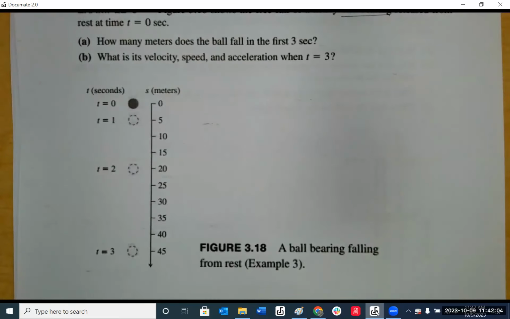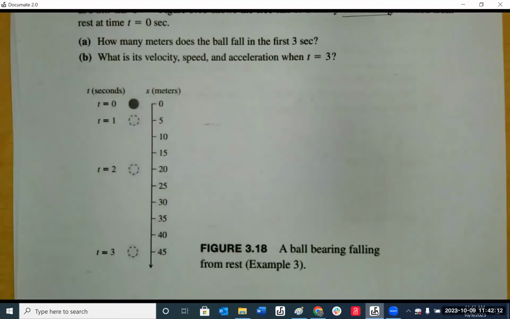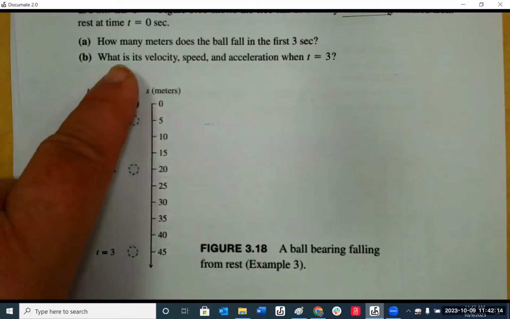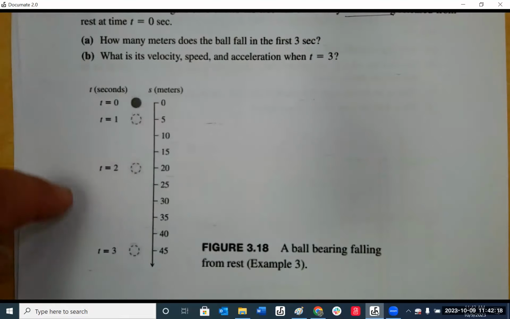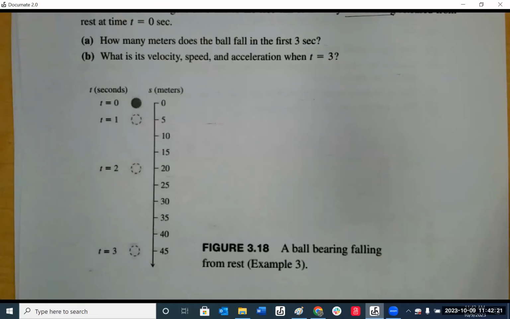Well, let's calculate, because these could be wrong. How do we calculate it? At each one, 1, 2, and 3. So that's what it's asking for: how many meters the ball falls in the first 2 seconds? In the first second, it fell this many. The second second, it fell this many. It is 1, 2, 3, but it's 1, then 2, then 3. That's the way I interpret it.